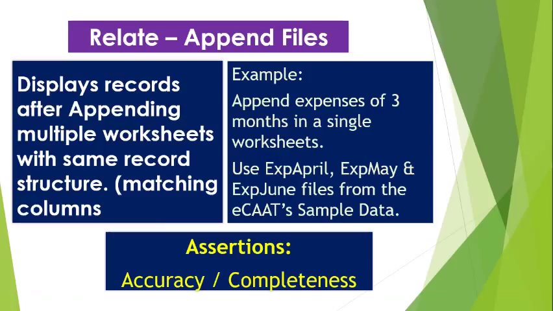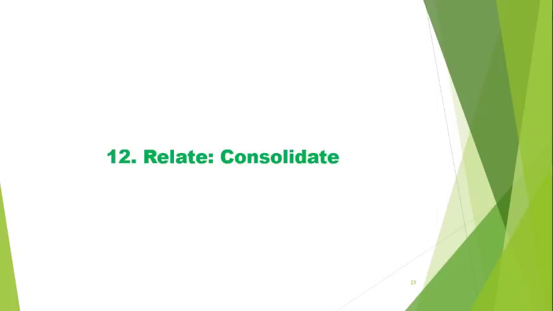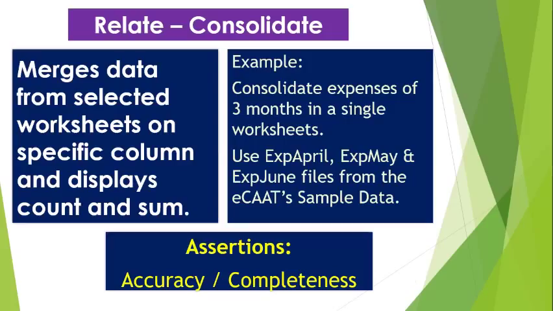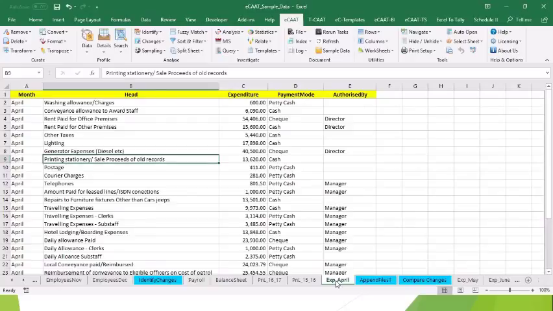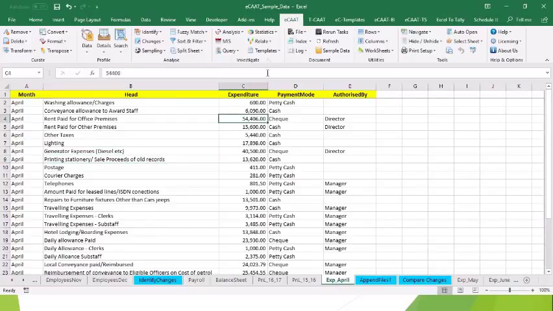Now let's go to the next function, the last function in this video. We're going to look at consolidate. So we're going to merge the data from all these 3 files, and I want to get the count and the sum. I'm going to use the same files. We can verify the accuracy and completeness of the data performing this function. So I'm coming back to expense of April. What I'd like to do is consolidate.